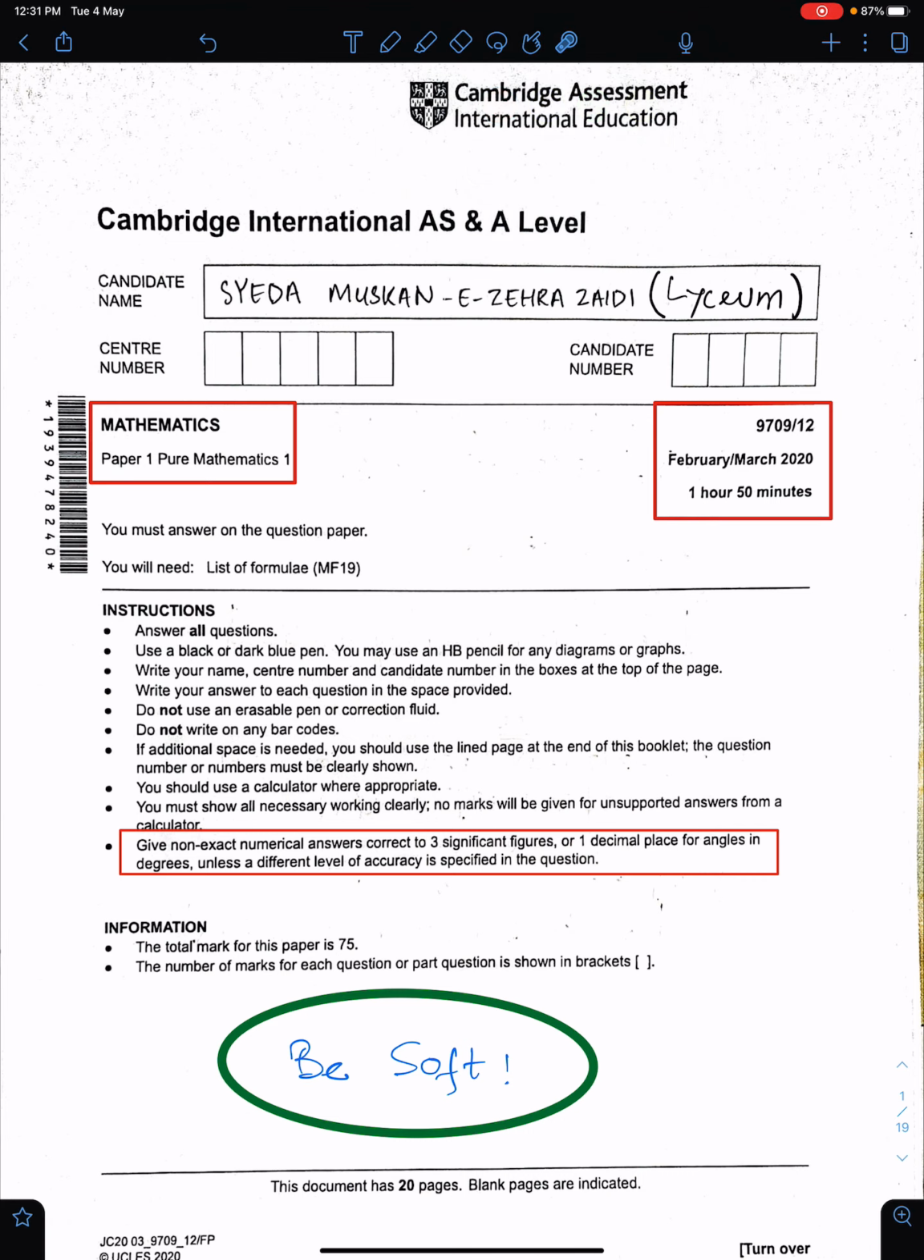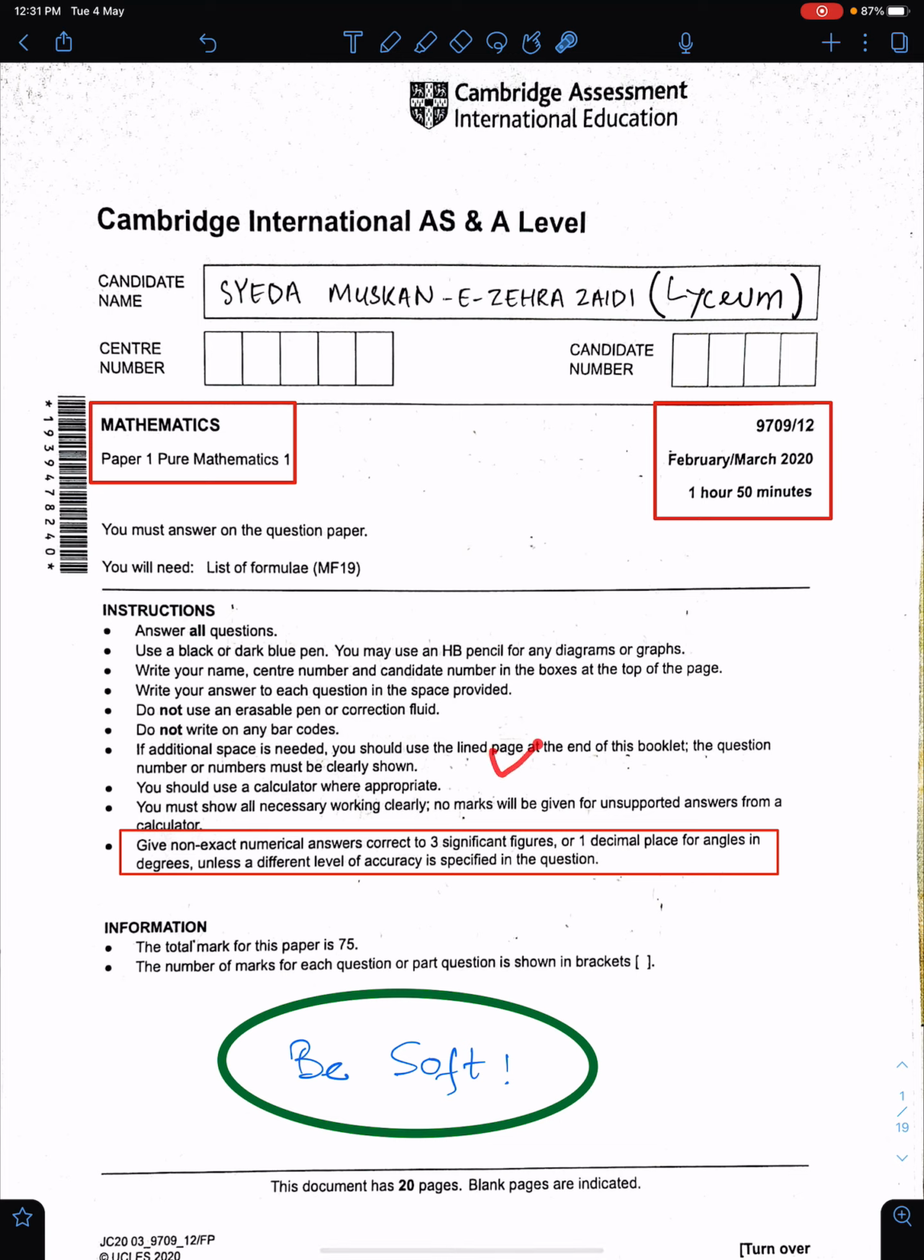In this lecture, I will discuss the solutions of P1 variant 1-2 of March 2020. And for this, I am using the work of an outstanding and one of my best student, Miss Sayyida Muskan Zahra Zaidi of class 2022, the Lyceum.